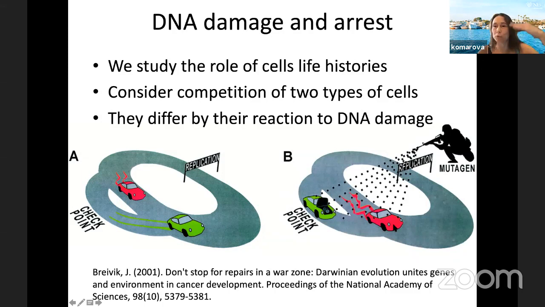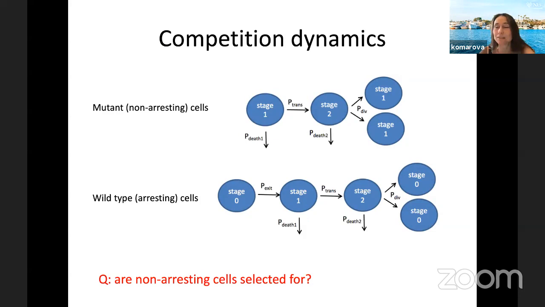Okay, so we wanted to check that by doing it theoretically and mathematically. So we designed a simple model. There are two types of cells. Normal cells go through a couple of stages, and they always stop to repair. They have this checkpoint that they always attend and they repair. And these are non-arresting cells, they never stop to repair. So these are really different life cycles, right? Normal cells have an additional stage where they stop and check.